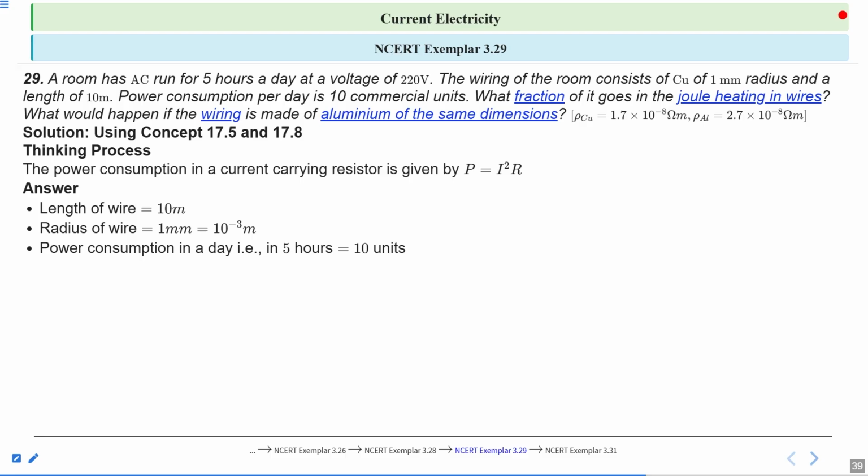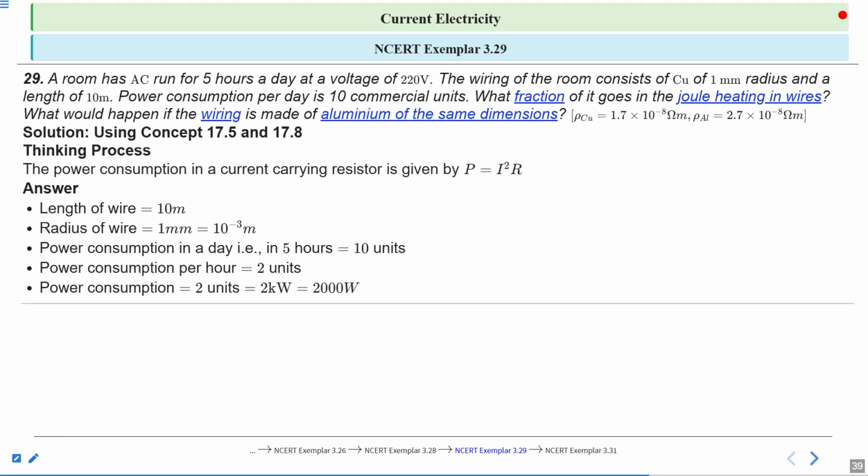Power consumption in a day. What is power consumption in a day? When we use it, it means 5 hours. We use AC for only 5 hours a day. It is given in the question. For a day, power consumption is 10 units. Power consumption per hour, because we are using for 5 hours. So for a day, we are using for 5 hours. For a day, it is 10 units. For per hour, it is 2 units. So power consumption per hour is 2 units, which is equal to 2 kilowatt hour.